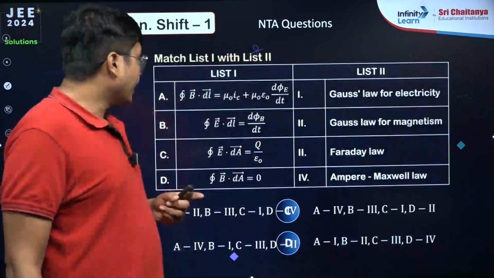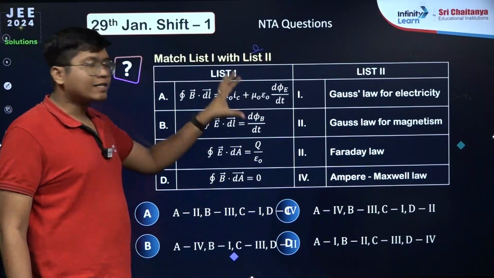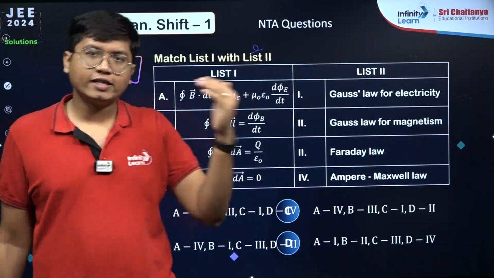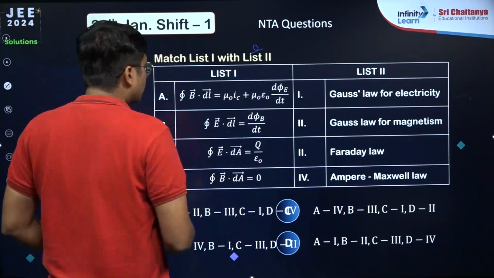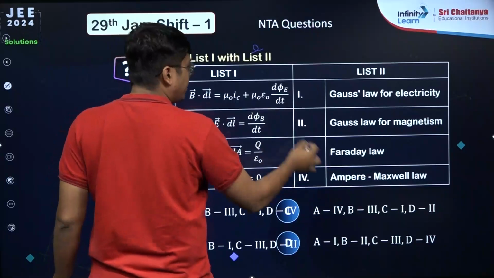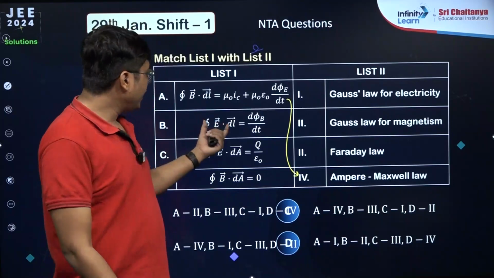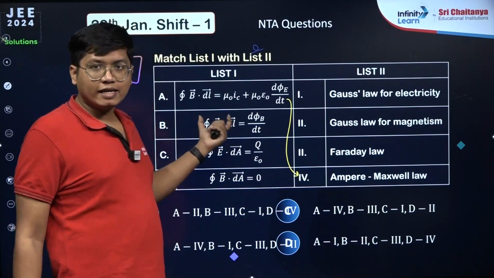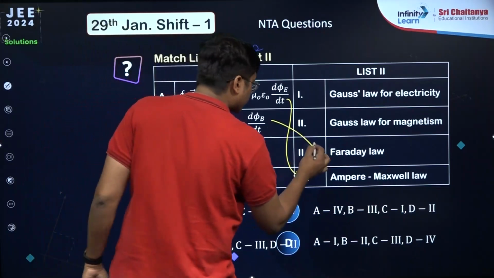Option C. Next question says that we have list 1 and list 2 with all the 4 Maxwell's equations. You just have to relate the correct Maxwell's equation with the correct name for it. So this one you can directly do. This is your Ampere-Maxwell law. This E dot dl is technically the EMF. EMF is d phi b dt. That is your Faraday's law.